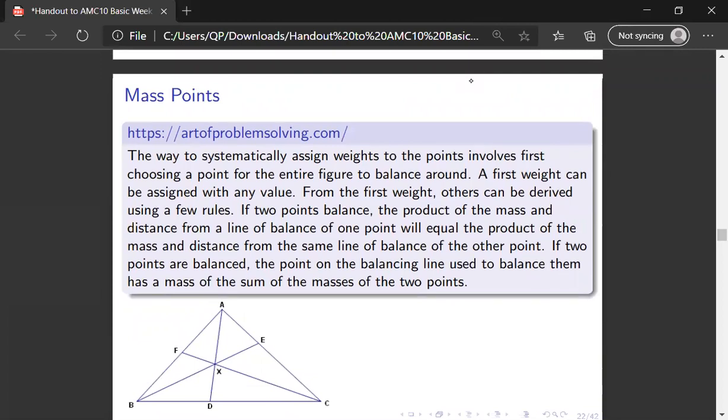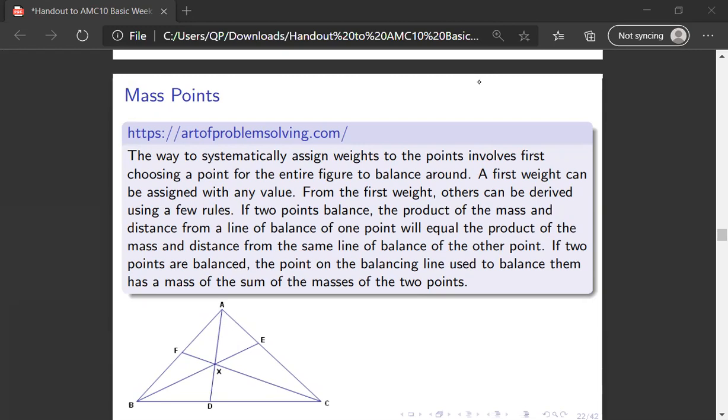So, mass point is basically a way of finding ratios of length. That's basically what it's normally used for. And so you basically assign weights. And you can put a first weight anywhere you want with any value that you want. And normally the most common method is just put one such that all ratios should work out to basically be integers or so.